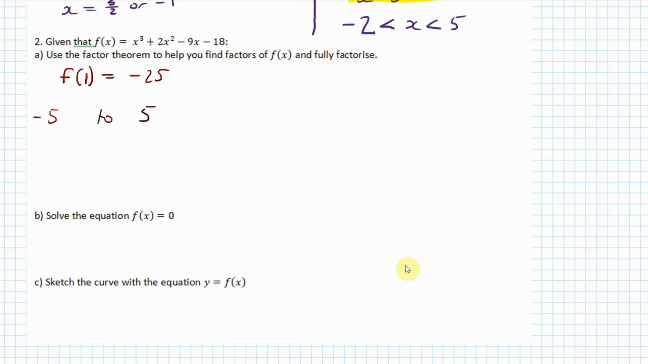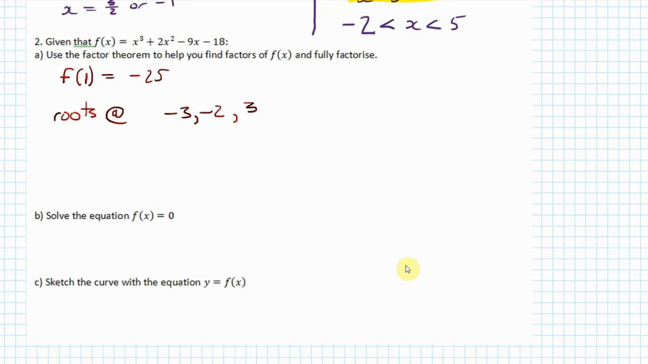Okay, so what roots have I got here? I've got roots at minus 3, minus 2, and 3. So that's all of the roots for this equation because it's a cubic.